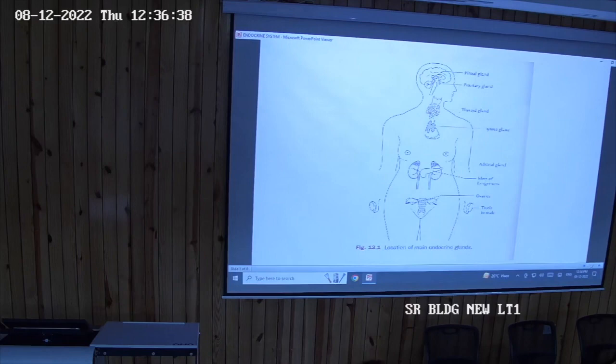Cretinism. In the child, the hypothyroidism is called cretinism, and in adult it is called myxedema. If hyperthyroidism, that is called thyrotoxicosis. Then there is another, and this is autoimmune disease.